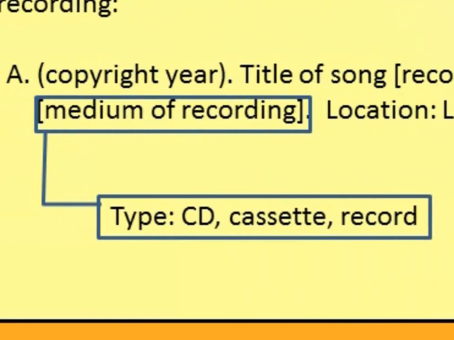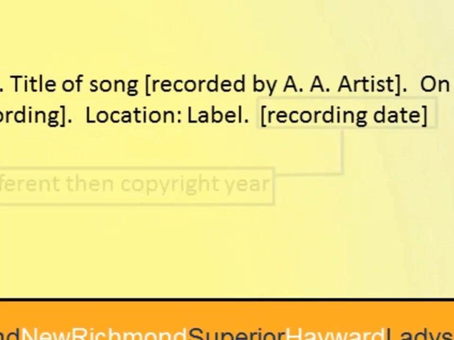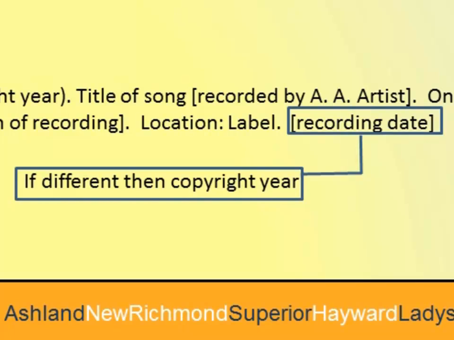Now, just like the type for film, you need to have the type of recording that it is. If it's a CD, a cassette, a record, a tape, you know, any of that kind of stuff. And then you need to have the label name and location. Label being the company that produced the CD. And then if the recording date is different than the copyright year, then at the very end you need to put out the recording date.